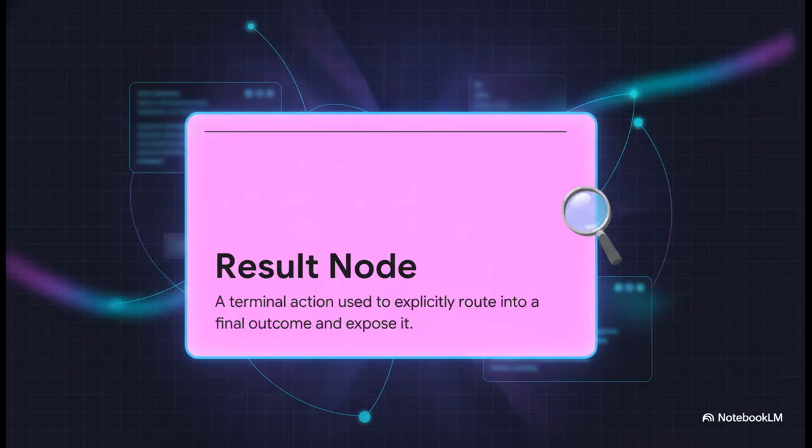Burr also handles finality with explicit precision. Instead of hiding your termination logic inside some random standard action, the result node keeps the graph's conclusion totally visible and strictly typed. By explicitly routing your workflow into a result action, you mark a clean, definitive outcome. The framework exposes that finalized result directly to the caller, which completely removes any ambiguity about whether the state machine is actually finished or if it's just paused.